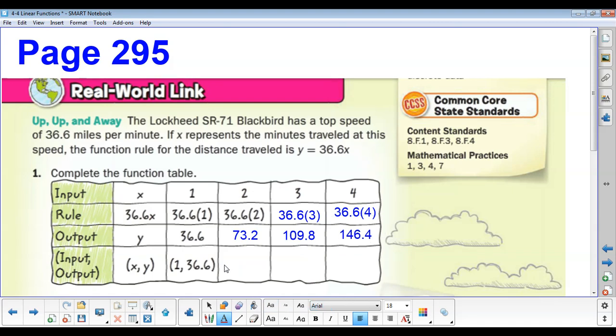Jeez. All right, and for the ordered pairs, we're simply taking our x value and our y value and writing them in our parentheses. So hopefully we got at least this part correct on our own.